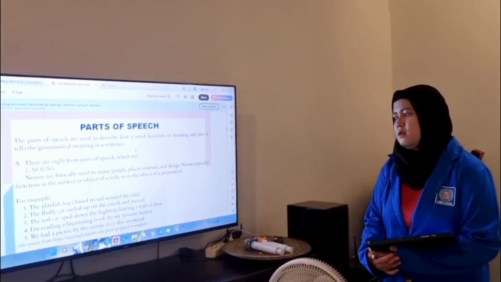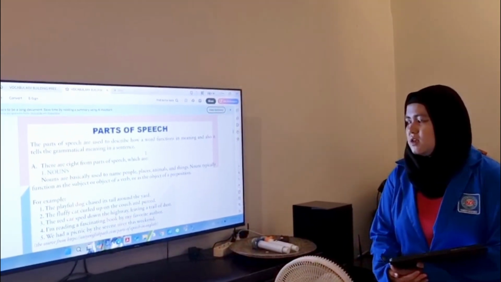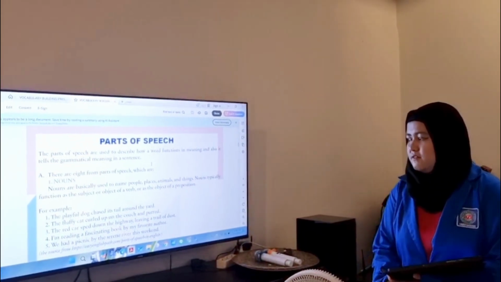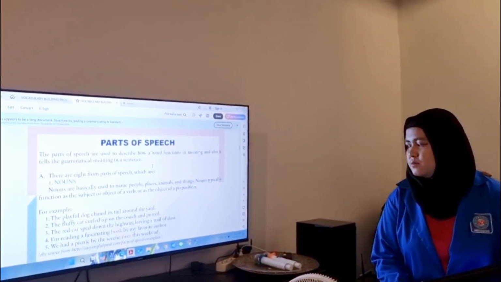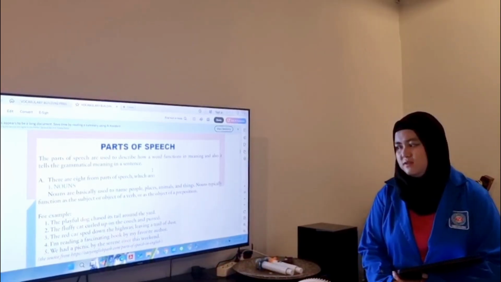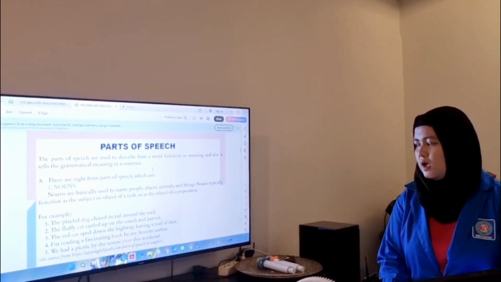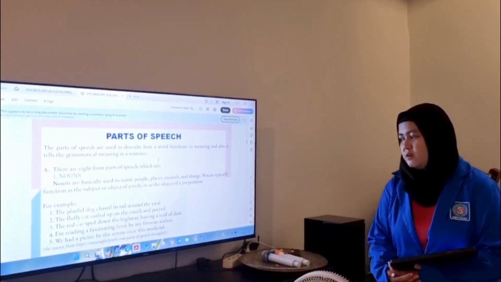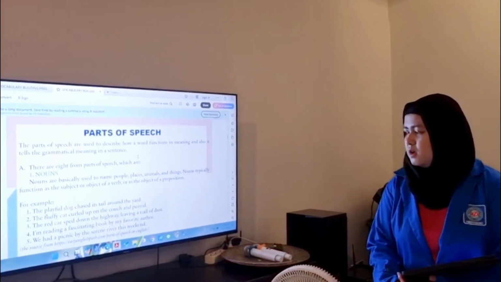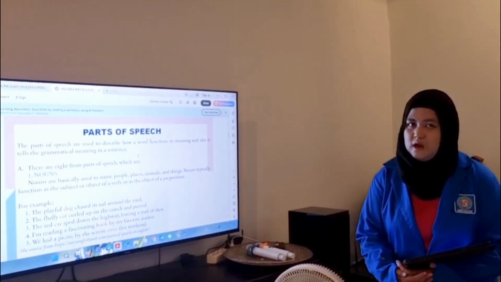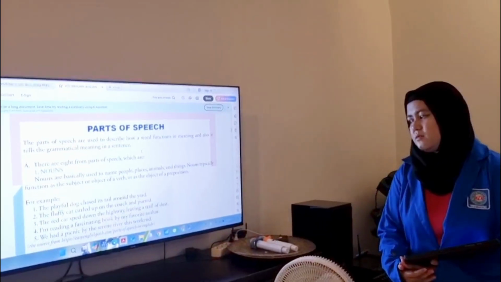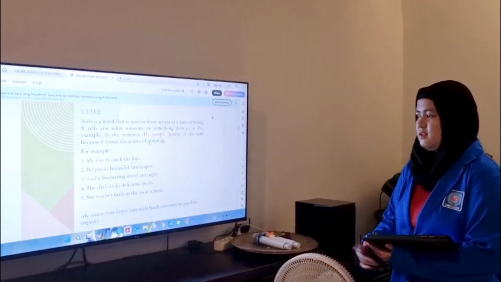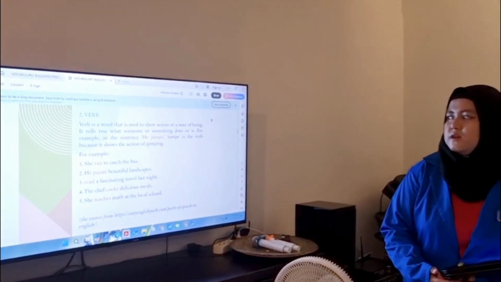For example, the playful dog chases its tail around the yard. Dog is the noun. The fluffy cat curled up on the couch and purred. Cat is the noun. The red car sped down the highway, leaving a trail of dust. Car is the noun. I'm reading a fascinating book by my favorite author. Book is the noun. We had a picnic by the Sarana river this weekend. River is the noun.